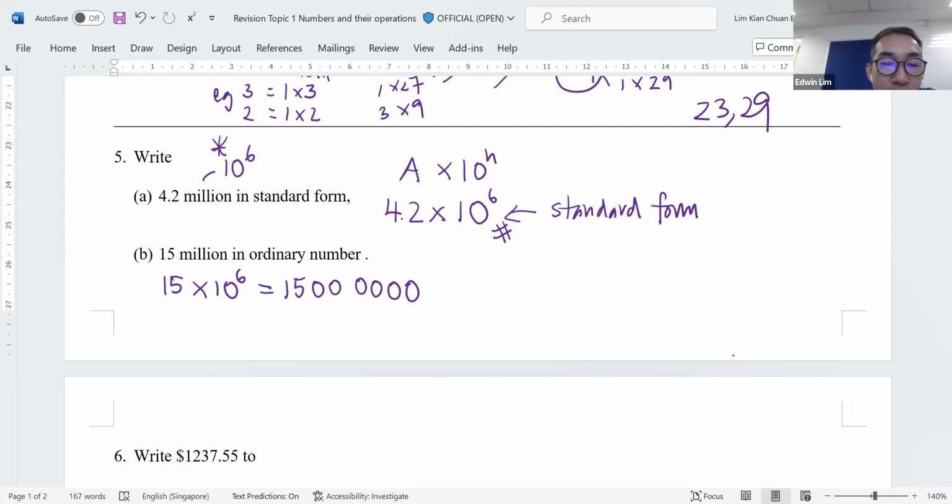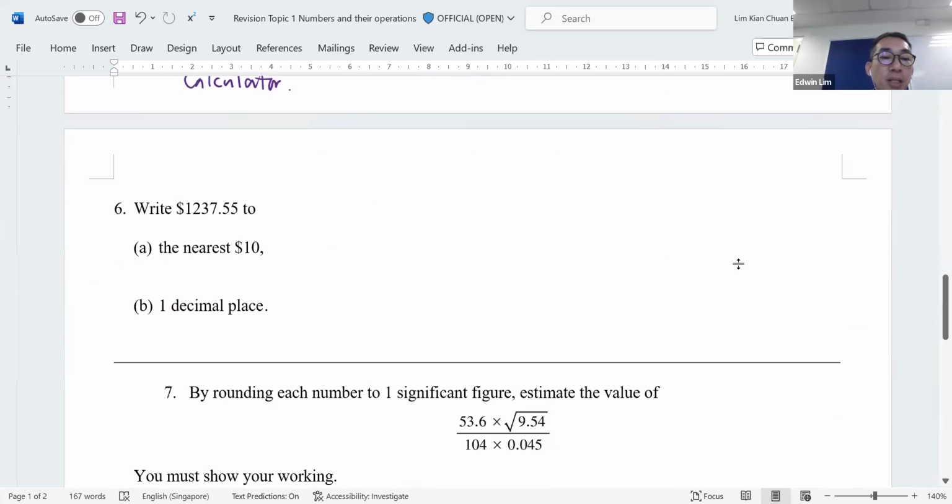Right, how to get the 15 millions? By using calculator. Okay, so please remember that. We are left with 3 more questions. Question number 6.